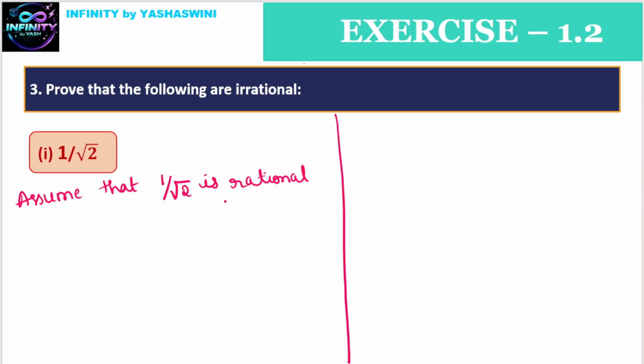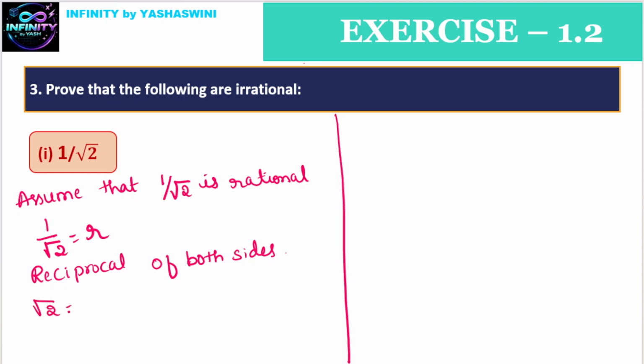First, assume that 1 upon root 2 is rational. To prove a number is irrational, we first assume it is rational, which is 1 upon root 2 is equal to r, where r is a rational number. Now take the reciprocal of both sides. So when you take the reciprocal of this, it becomes root 2 is equal to 1 upon r.